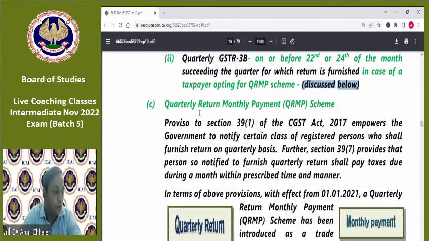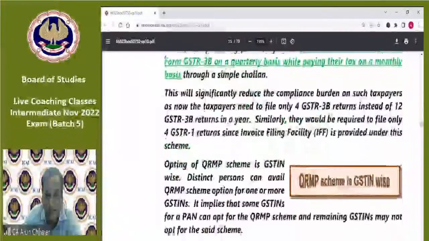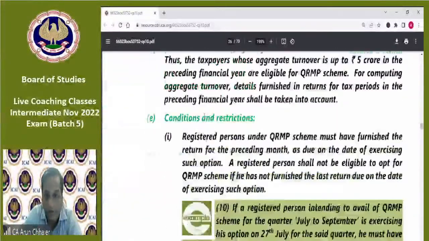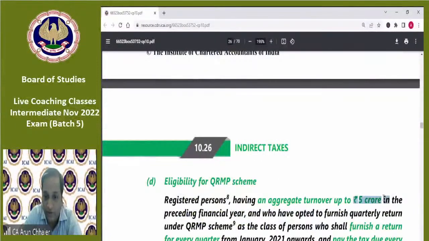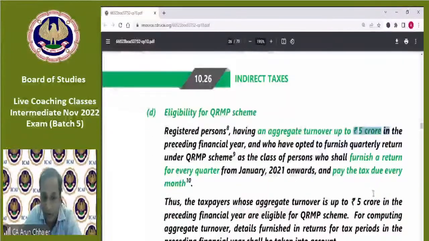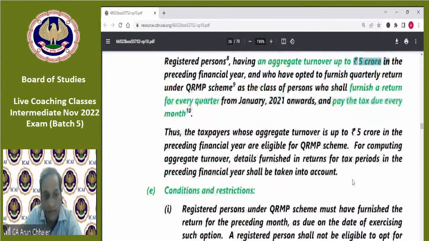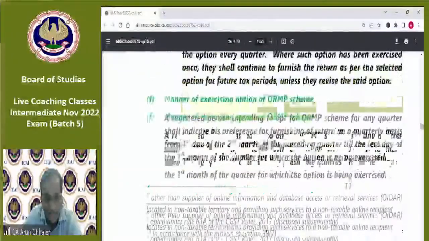QRMP, we all know, is quarterly return, monthly payment of the taxes; that also we discussed in the last class. 5 crore is the aggregate turnover that has to be there. If it is not exceeding, then you have the option to go for quarterly, or you can go for monthly. Conditions and restrictions, all we have discussed.